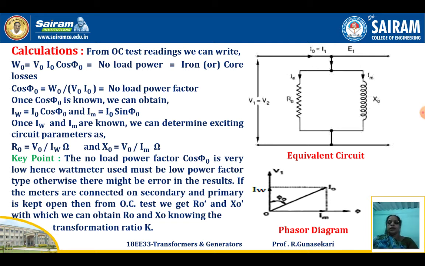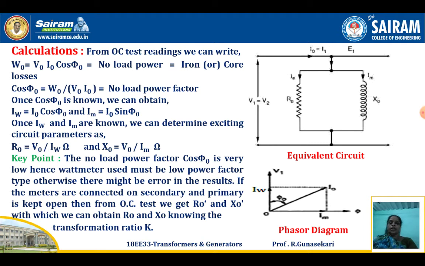W0 we get from the wattmeter. V0 is recorded by the voltmeter, I0 is recorded by the ammeter, and W0 is recorded by the wattmeter. Of all these, the only unknown value is cos phi naught. Therefore cos phi naught is equal to W0 divided by V0 I0. We calculate the no load power. After knowing the no load power, we can calculate the active component IW by using the formula I0 into cos phi naught, and then the magnetizing component IM equal to I0 into sin phi naught.